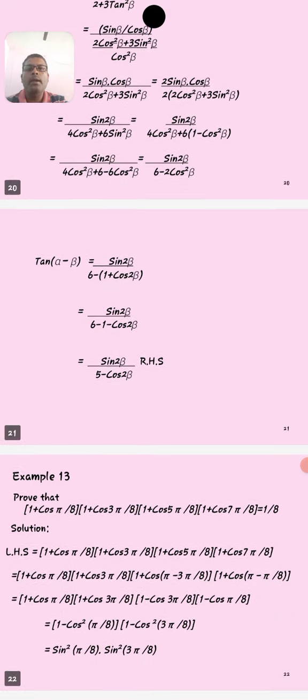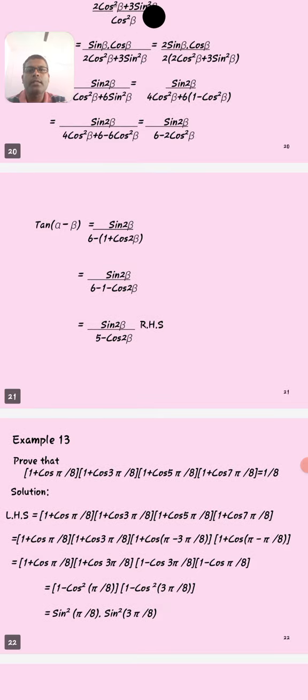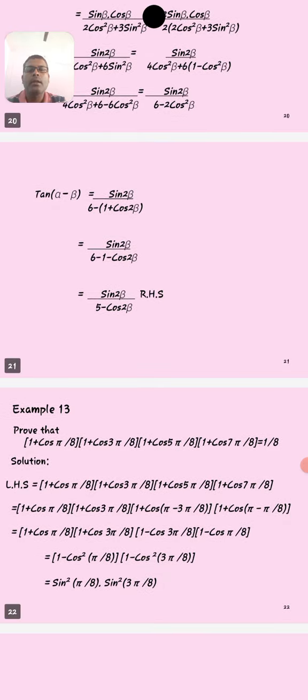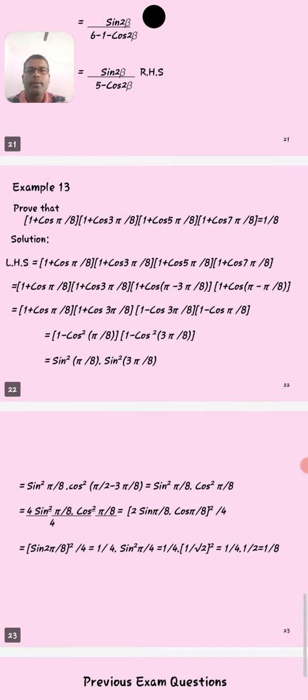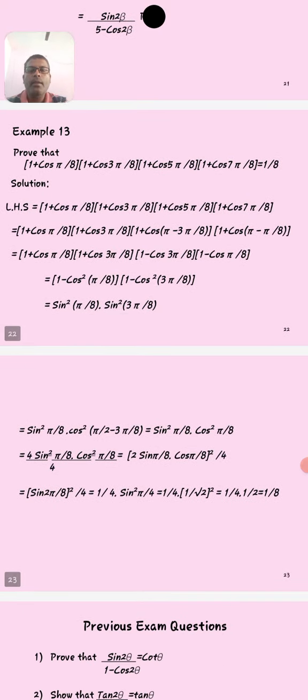Tan of alpha minus beta is equal to sin 2 beta by 6 minus 1 plus cos 2 beta. That is equal to sin 2 beta by 6 minus 1 minus cos 2 beta. That is equal to sin 2 beta by 5 minus cos 2 beta, which is the RHS part.